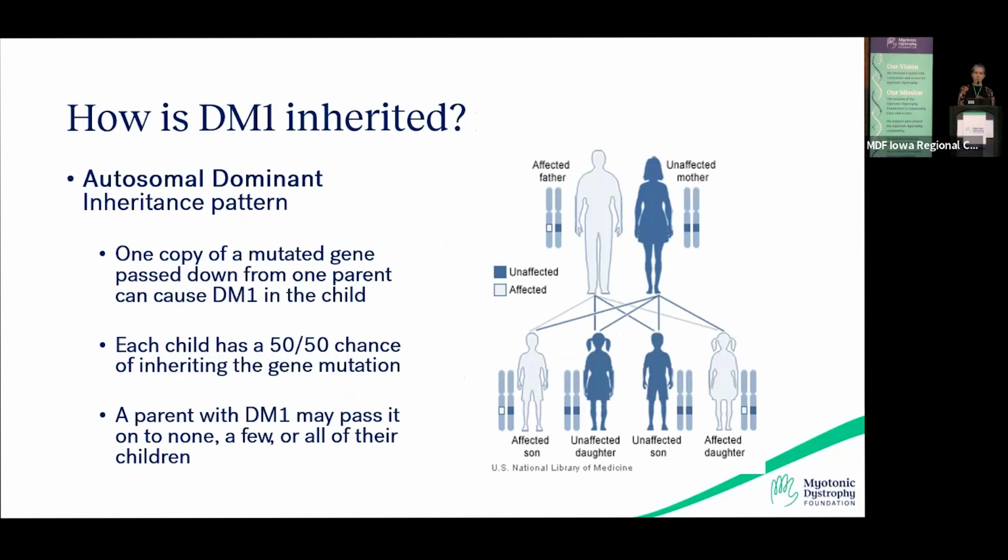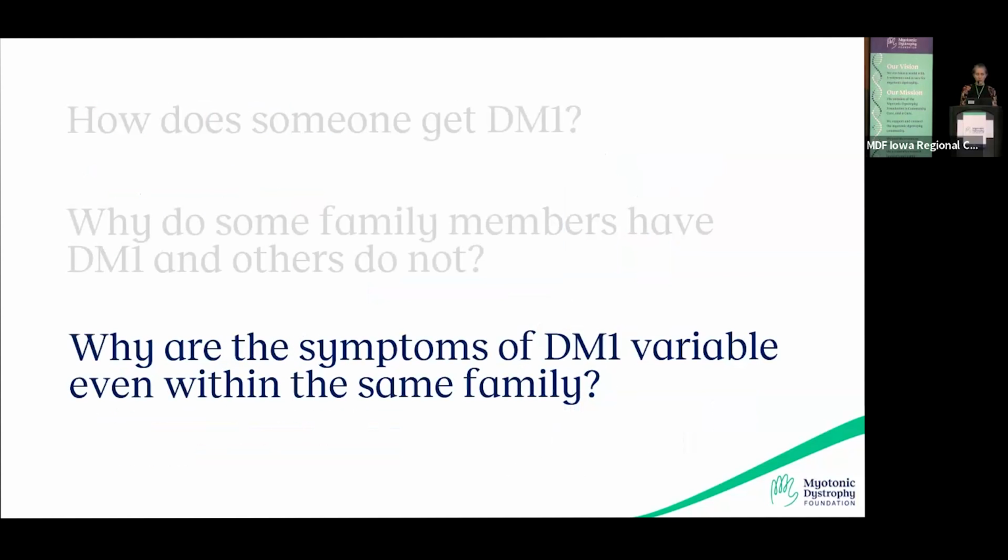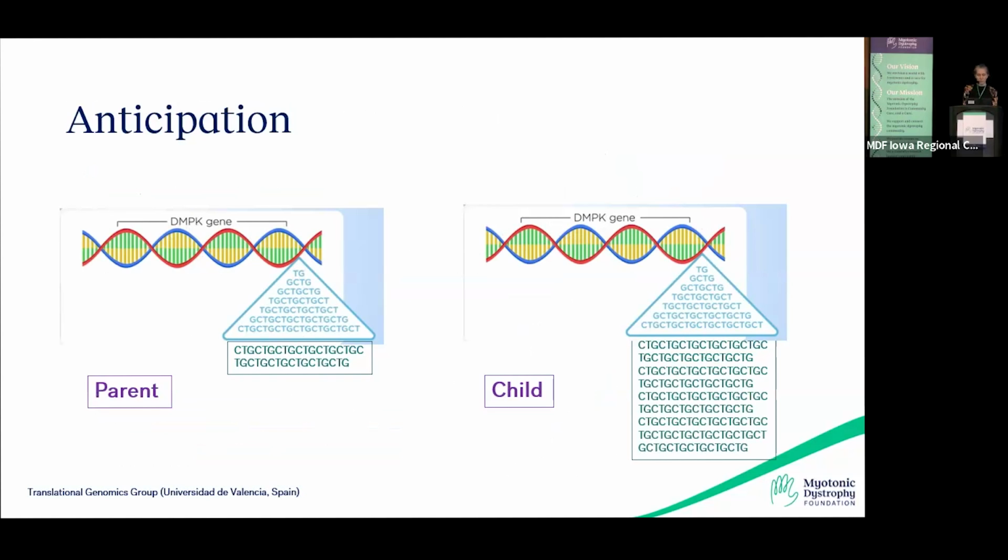It doesn't mean that half of a person's kids will get DM1 and the other half won't. A parent with DM1 may pass this on to none of their kids, maybe just a few of their kids, or it could be all of their children that get the mutated gene. Why are the symptoms of DM1 variable even within the same family? There's a lot of different factors to this, and we'll go through those.